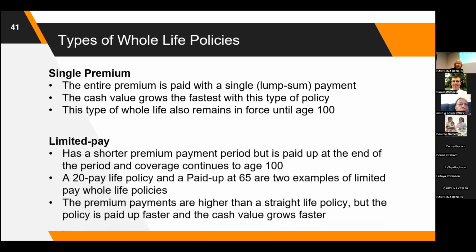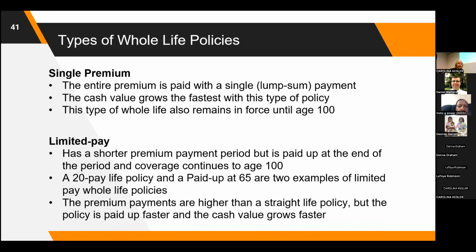Limited pay has the shorter premium payment period, but is paid to the end of the period, and coverage continues to age 100. That's what I was telling you earlier, right? The 20 pay life policy and a paid up at 65 are two examples of limited pay. The premium payments are higher than a straight life policy, but the policy is paid up faster and the cash value grows faster because you're putting more in all at once.